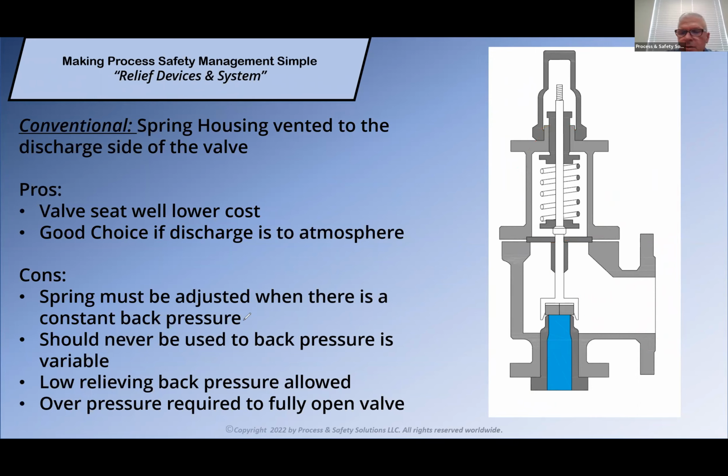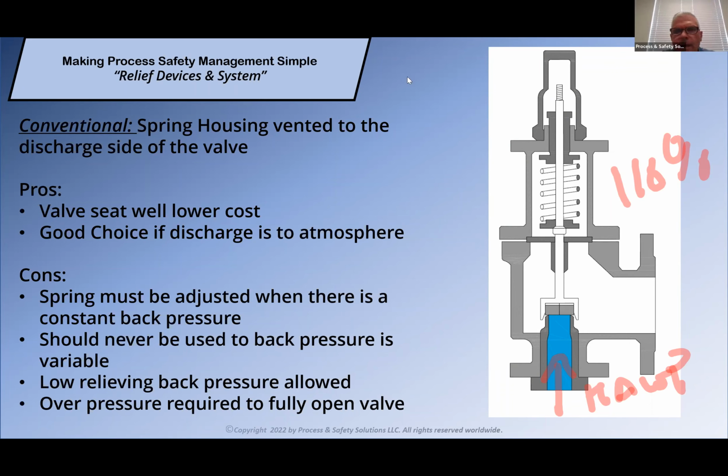Low relieving back pressure is allowed, so you can have some back pressure. Remember, I said this back pressure should be anywhere from 10 to 15%, but must be evaluated. And overpressure is required to fully open this valve. What we mean by that is essentially that we need to have more than MAWP to fully open this valve. So if we've got 110%, it means I need 110% to open this valve fully to relieve the pressure so that my MAWP never exceeds 110% of the pressure.